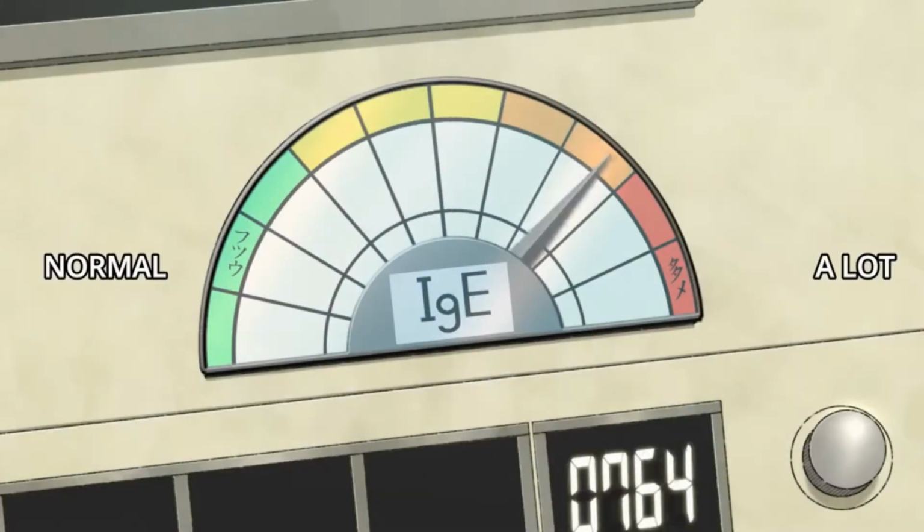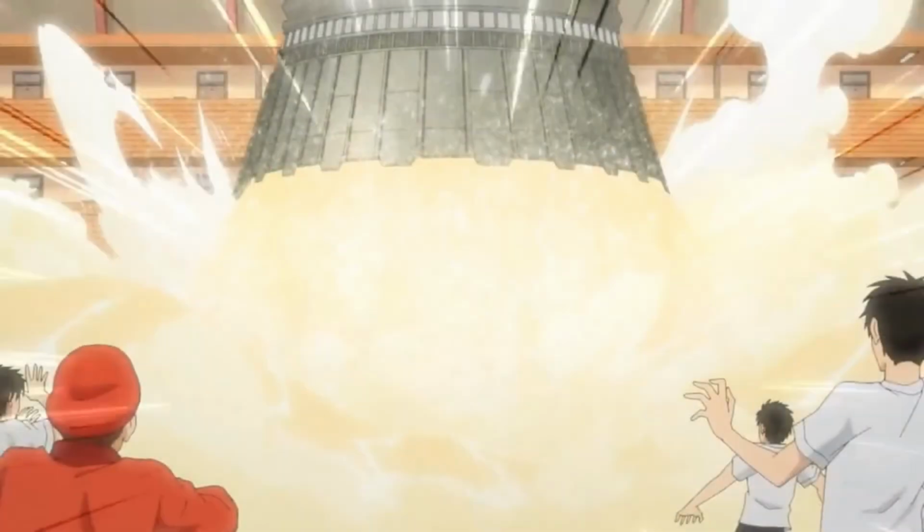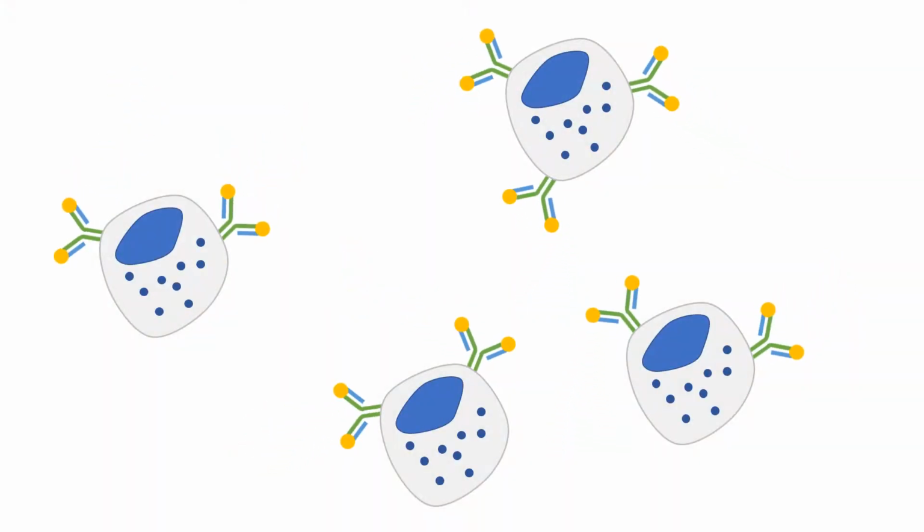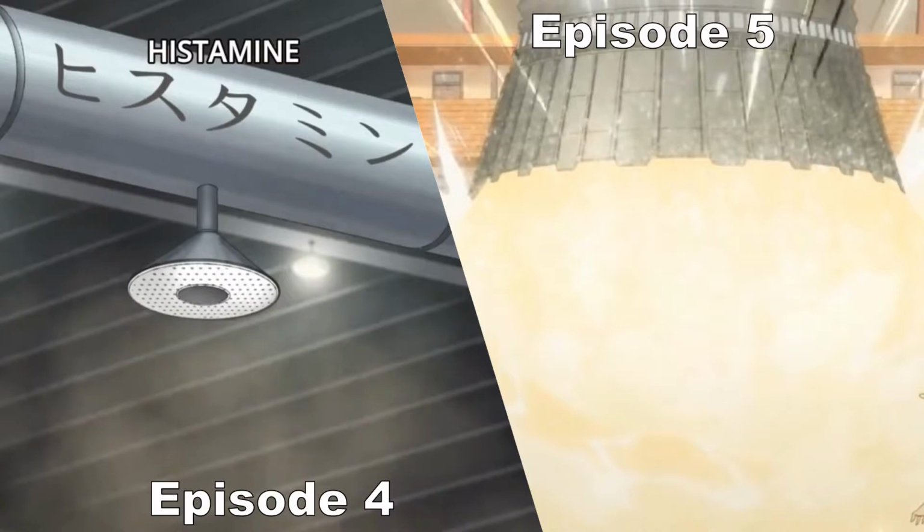The excess amounts of IgE led to mast cells releasing loads of histamines. Mast cells have receptors which recognize and bind to the epsilon heavy chain constant fragment and degranulate, releasing histamine. As compared to the previous episode, mast cells release a lot more histamine. This is due to the difference in the intensity of the stimulation.